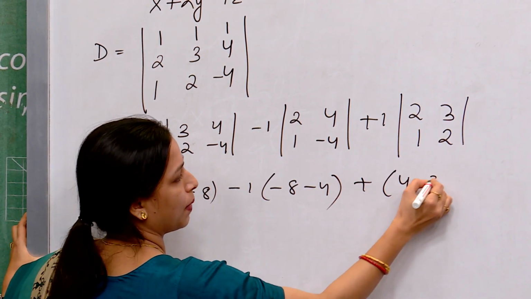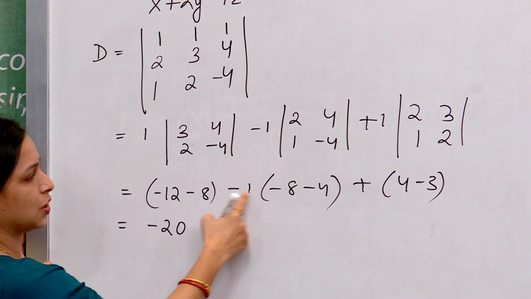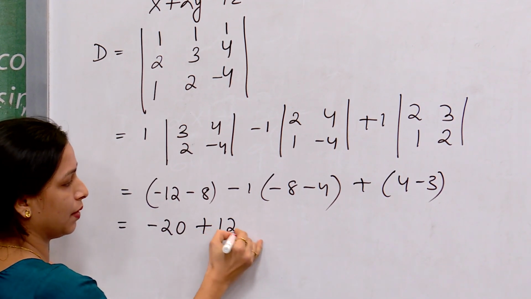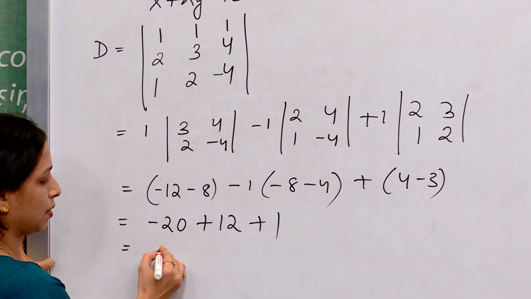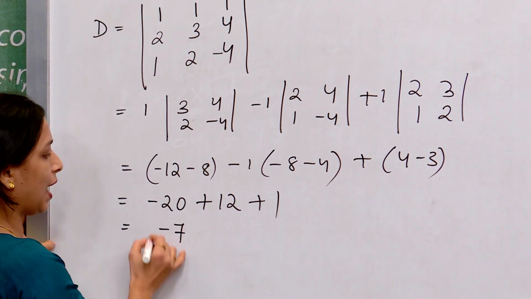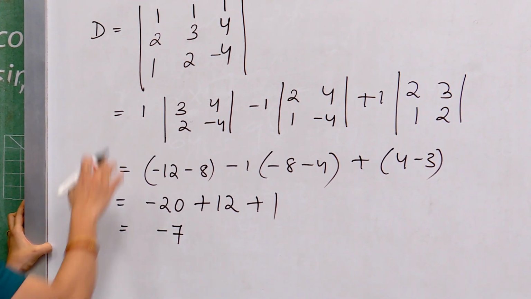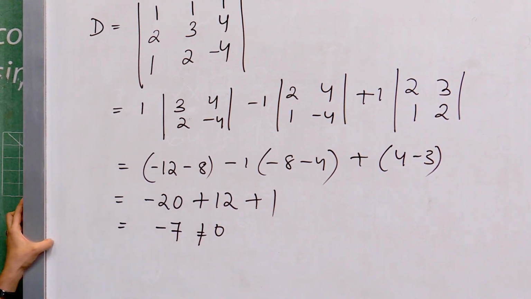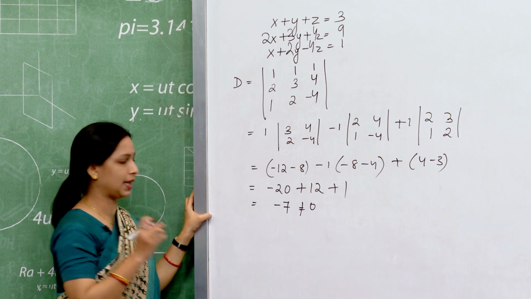This is 4 minus 3. So, here we get minus 20, this will become minus and minus 12. So, this will become plus 12, right, and this is plus 1, right. So, the value is minus 7, right. Now, we have to make sure that the determinant value is not equal to 0, then only we can use Cramer's rule. So, here we see that the determinant value is not equal to 0. So, that means we can use Cramer's rule here, right. Now, what is the next step? You have to find dx.